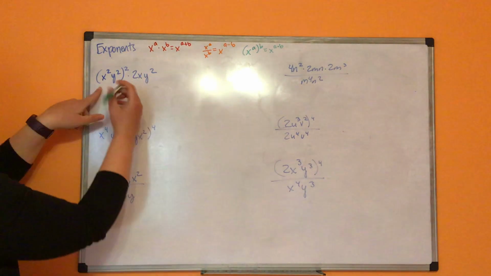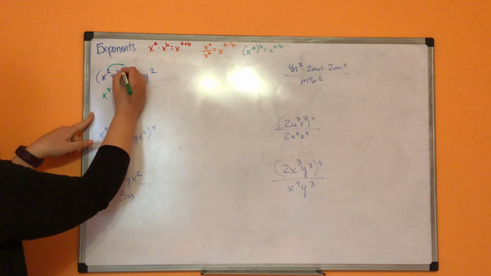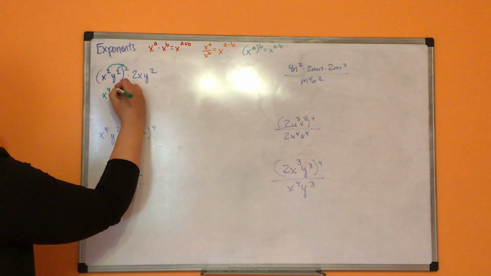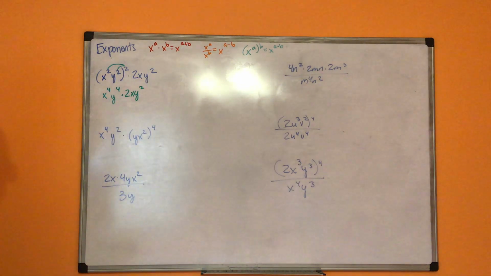So, I'm going to do my power of power. This becomes x to the 2 times 2, which is x to the 4, y to the 2 times 2, so y to the 4. The other stuff I haven't messed with, so it stays the same.